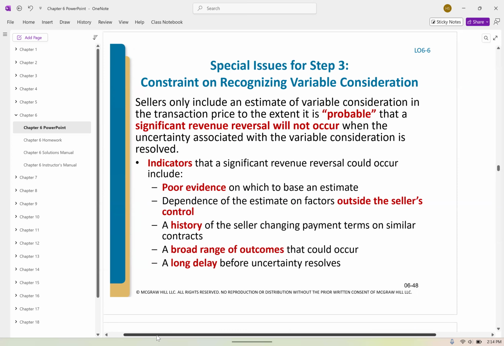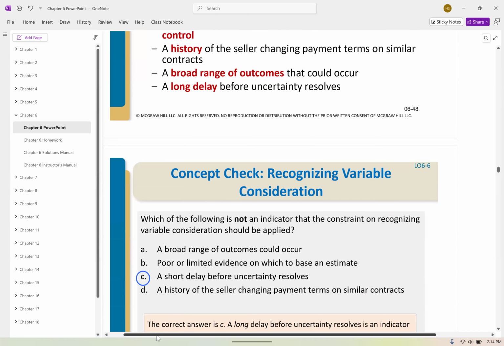Another indicator is a history of the seller changing the payment terms on similar contracts. We could have a broad range of outcomes. We just had 2 in the previous one. We could have lots and lots of different ones. And there could be a long delay before any uncertainty resolves.